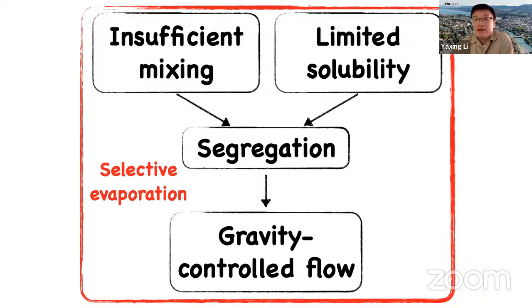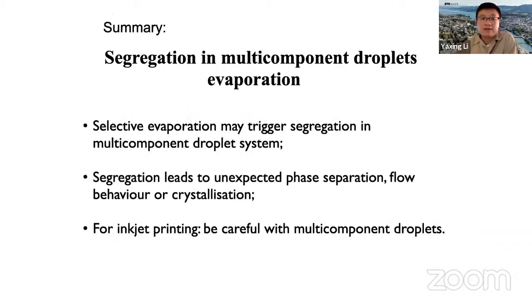All of this is because of the selective evaporation of different components, which have different volatility. And the little summary of this part is that the selective evaporation can trigger segregation, and it can cause unexpected phase separation, flow structure, or even crystallization.